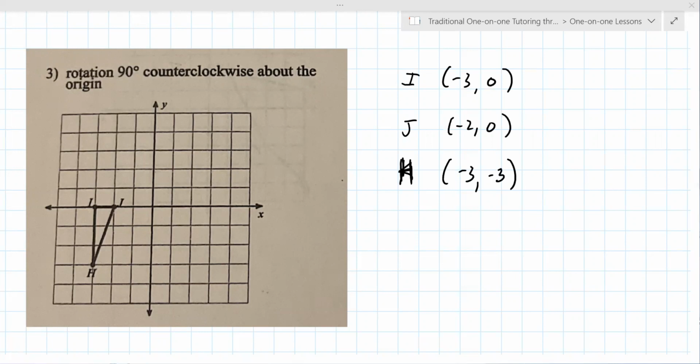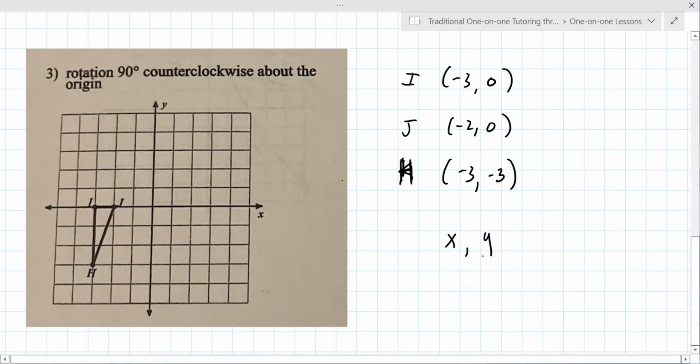From the previous problem, we know that the transformation is (-y, x). Could you attempt to use that for the first ordered pair? -3 and then 0. Yes, that's the first ordered pair, but how do you transform it? Can you give me the new transformation of it? Oh, 0, -3. 0, -3.